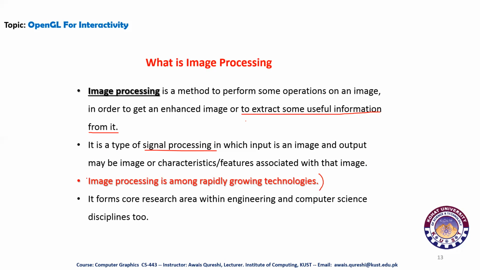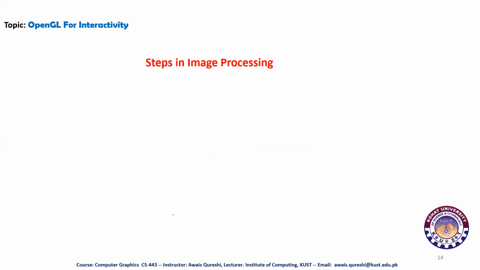As I said, it has a very huge role in computer vision, in artificial intelligence, and so many fields. It forms a core research area within engineering and computer science disciplines too. So how do we process an image? As I said before, image processing is basically some steps with the help of which we can enhance an image or get some useful information from an image.